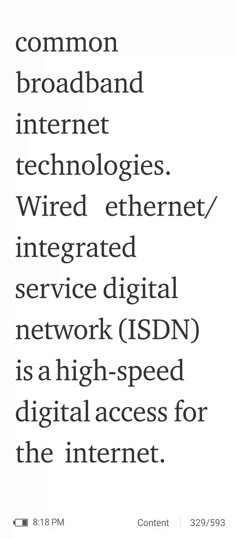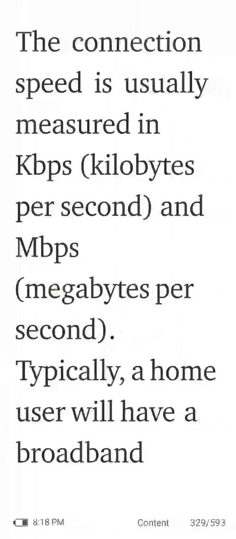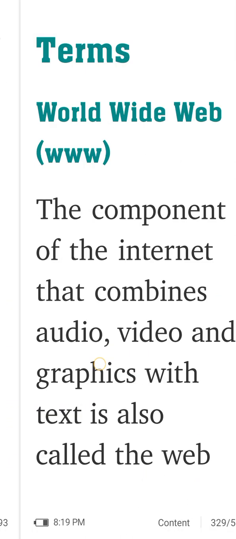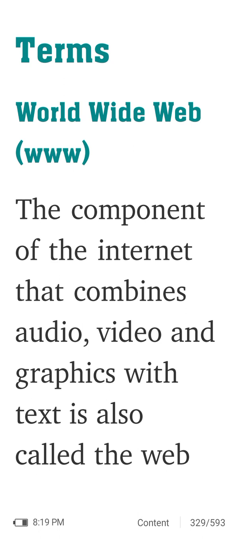Wired Ethernet or Integrated Services Digital Network (ISDN) is a high-speed digital access for the internet. The connection speed is usually measured in kbps, kilobits per second, and Mbps, megabits per second. Typically, a home user will have a broadband connection using an ADSL telephone line running at 2 Mbps up to 8 Mbps. Other important internet related terms: World Wide Web (WWW).